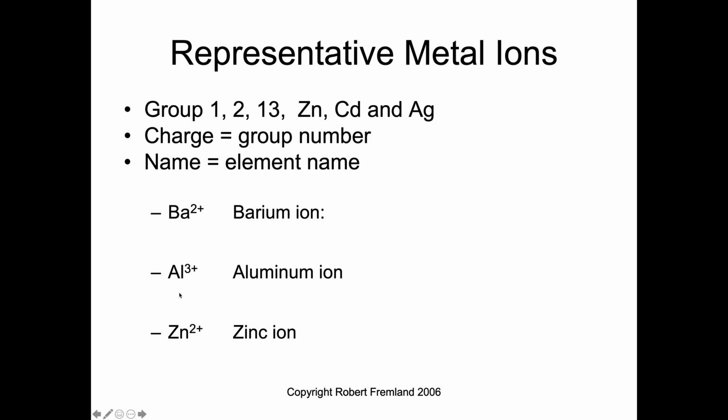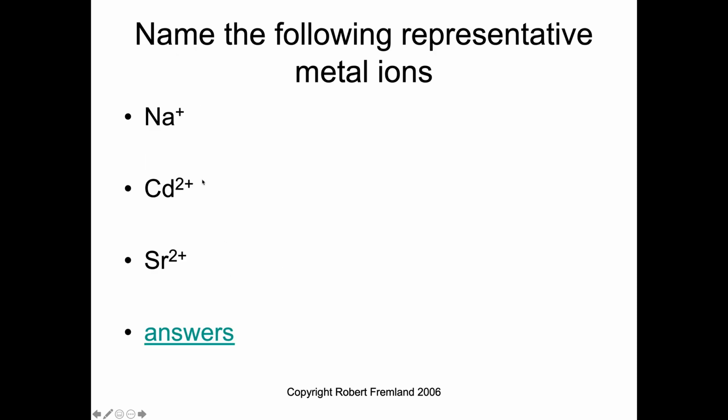So Ba is barium, aluminum, zinc. If it's by itself, meaning it's not combined, you would say ion, but otherwise you don't. Those are the easy ones. So this is called sodium, cadmium, strontium. Again, you can click on the answer slides if you're just going along with the regular PowerPoint. I'm not going to do that in the video every time.